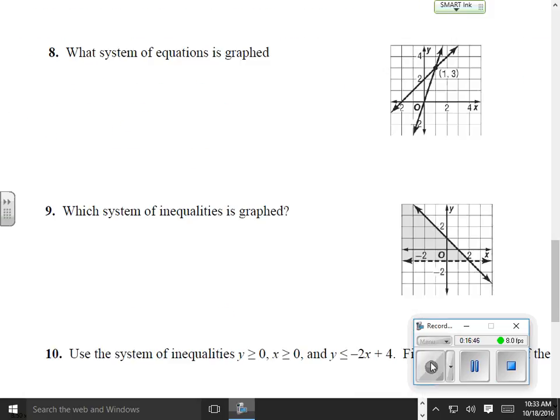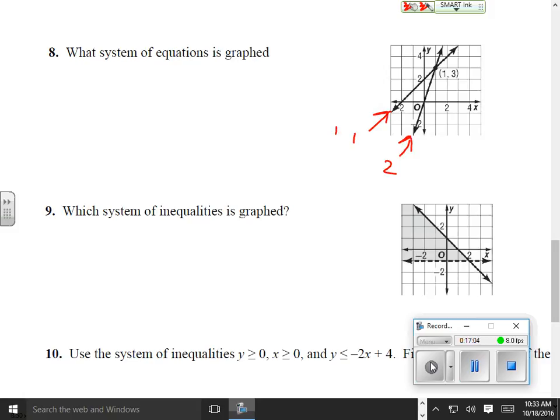Number 8 is asking us to go in the opposite direction. They're giving us the graph, they're giving us the point of intersection. They want to know what are the equations of the two lines. So all you have to do is write the equations of these two lines.